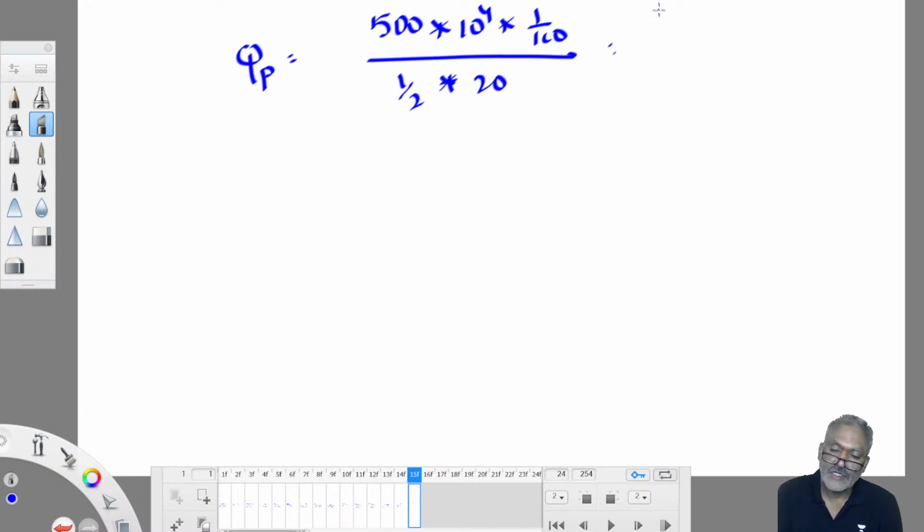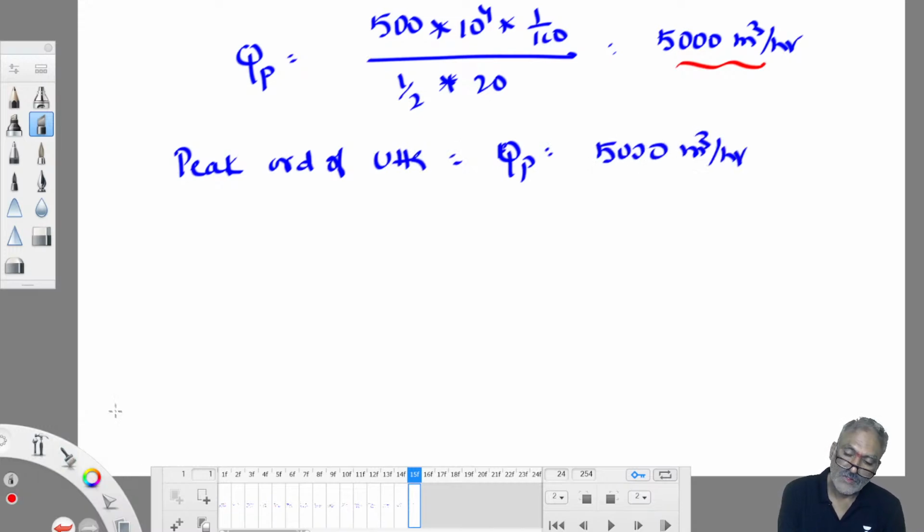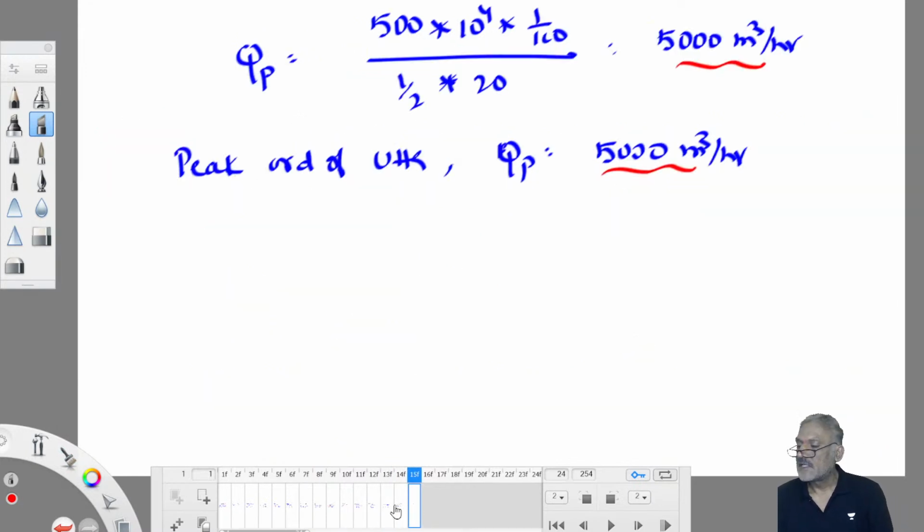So I got 5,000 meter cube per hour. So that was the answer for this question. 5,000 is there or not in these options? It is there. So we'll tick mark them. Clear now? Concept is clear?